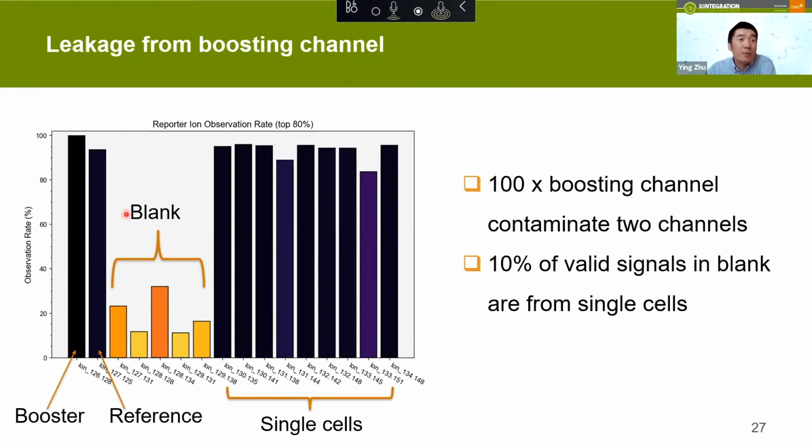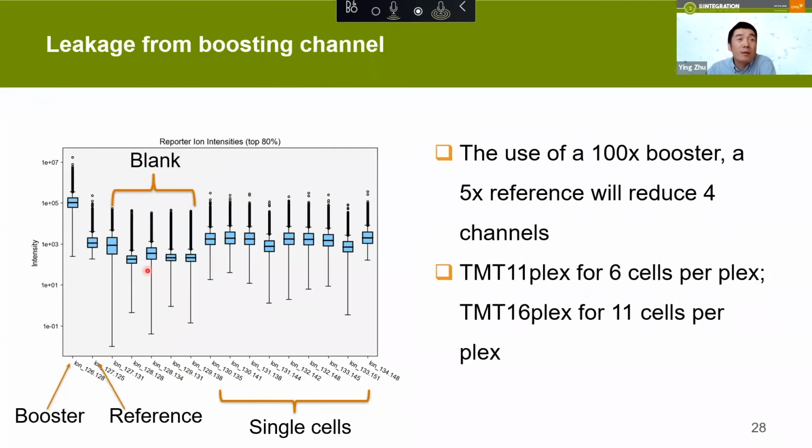So we add 100x more sample in the 126 channel. As you can see, even though we have the 4 channel blank, we still see a lot of reporter ions in the 4 channel, and more reporter ions in 127C and 128C. It tells us we cannot use these channels. And if we look at the protein reporter ion abundance, it tells us this channel, 127C, is completely contaminated, and 128C also cannot be used. So if we have one carrier channel, we will lose at least 3 channels in the TMT set. But there are still some channels that can be used for single cell analysis, so the method is still valuable.